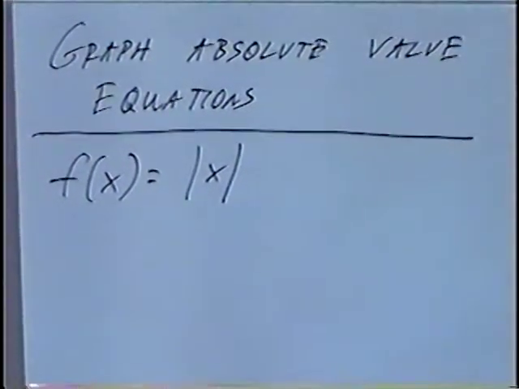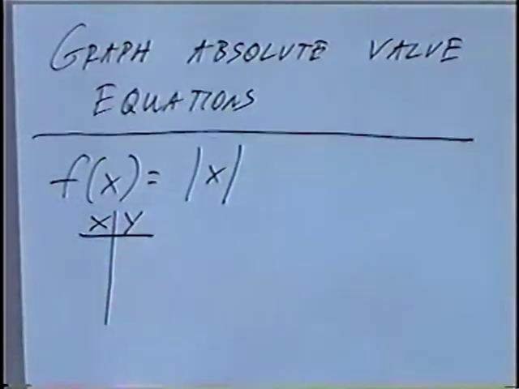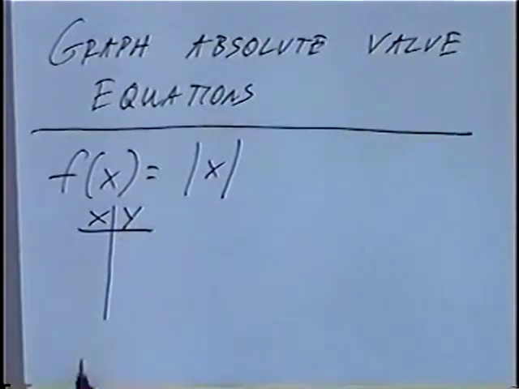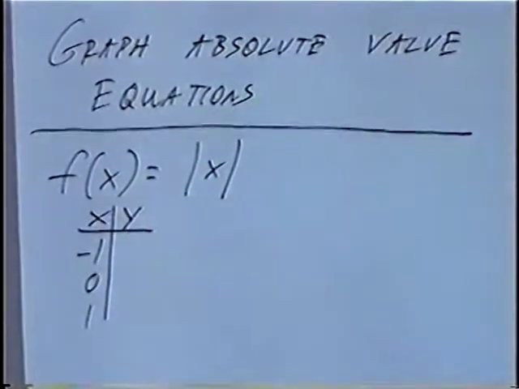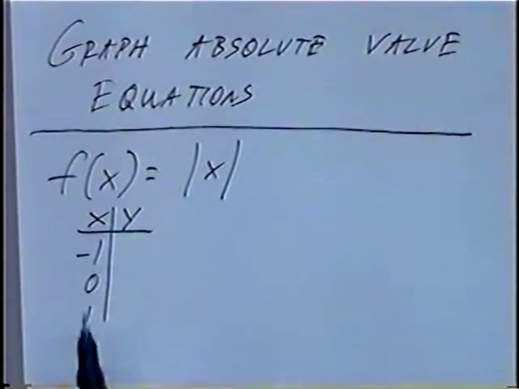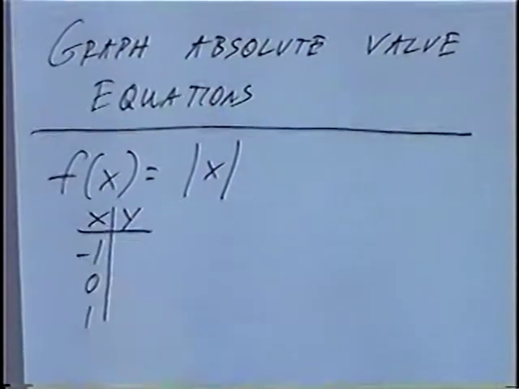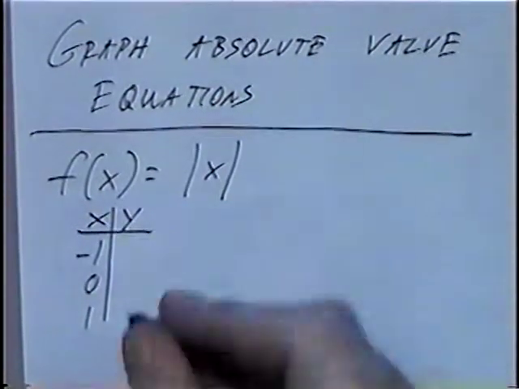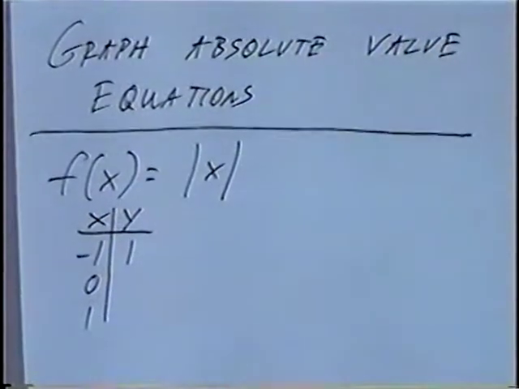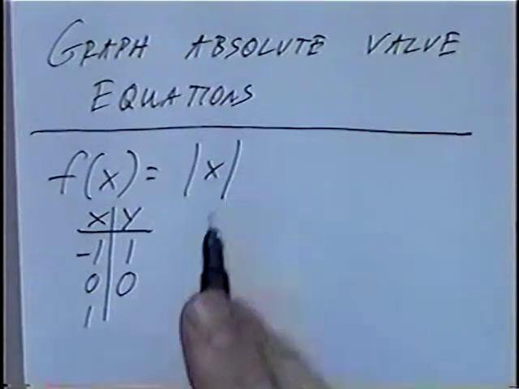To graph absolute values the first time, we'll make a t-table with t-values. Using the x values, you can use any values that you want. The best ones to use for this case will be negative 1, 0, and 1. Plugging the numbers in for x, we can find out what the value of y is, which is also the same as the function of x. The absolute value of negative 1 would be positive 1. The absolute value of 0 would be 0. And the absolute value of 1 would be 1.